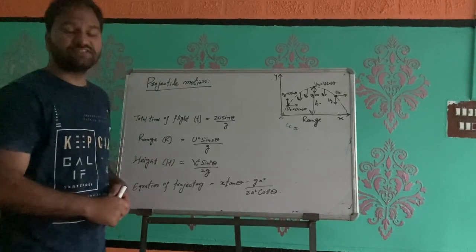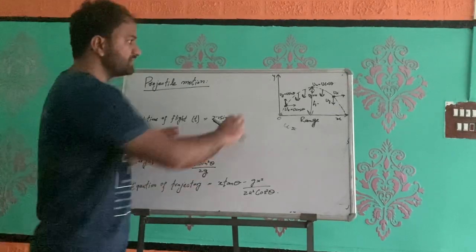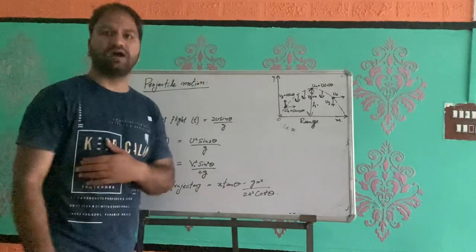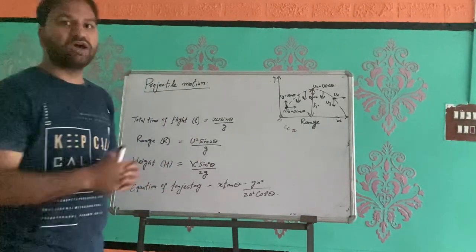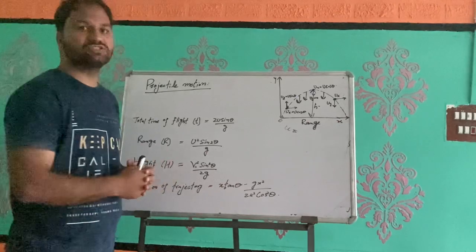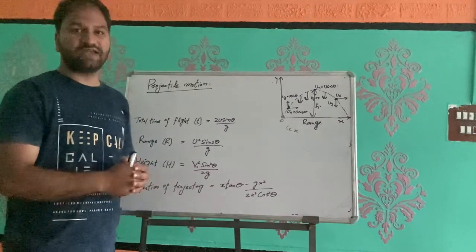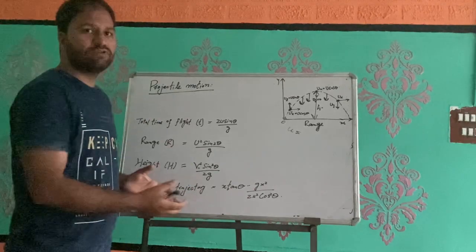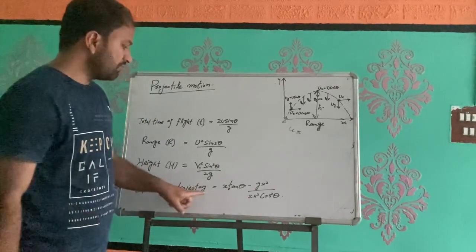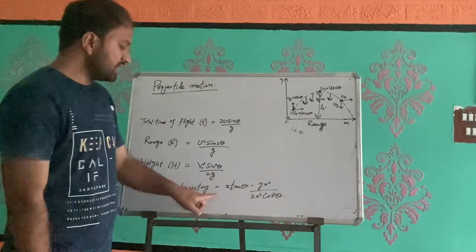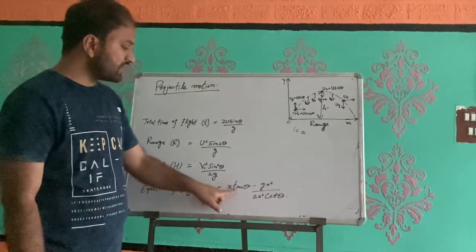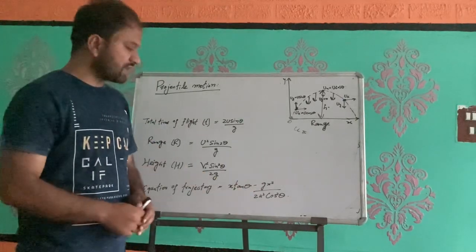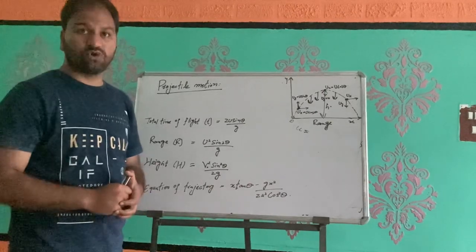Similarly, we are discussing the equation of the trajectory. This parabolic path has an equation. Since we do not have time here to derive all these equations, we will discuss in short the equation of the trajectory. The equation of trajectory is given as y equals x tan theta minus g x squared divided by 2 u squared cos squared theta.